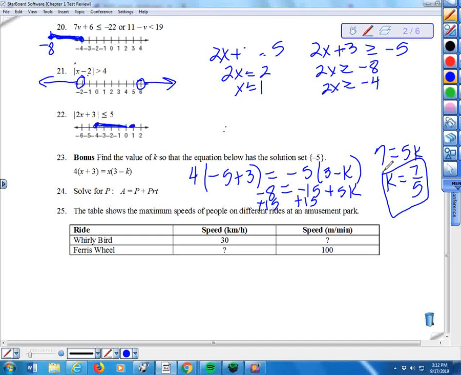I don't know. Okay, that was pretty easy. This chapter test is going to be. You just had to know what that meant. It just means that's the value of x that makes that equation true.